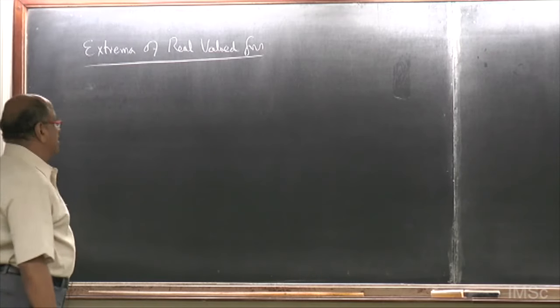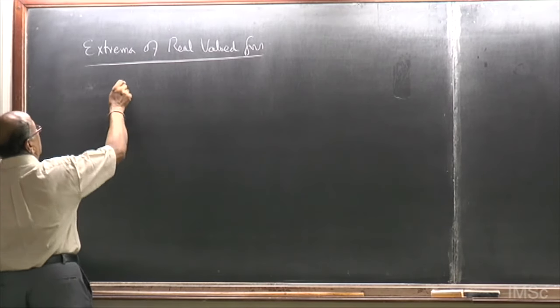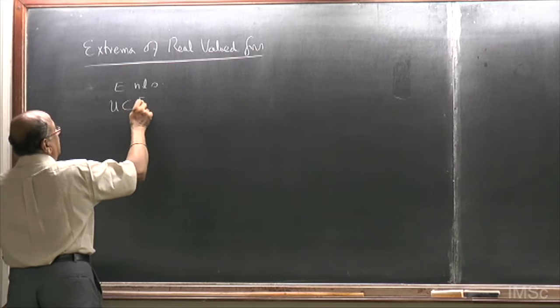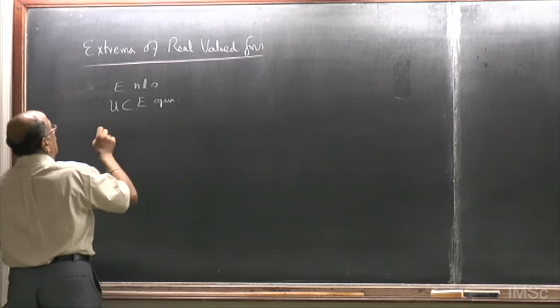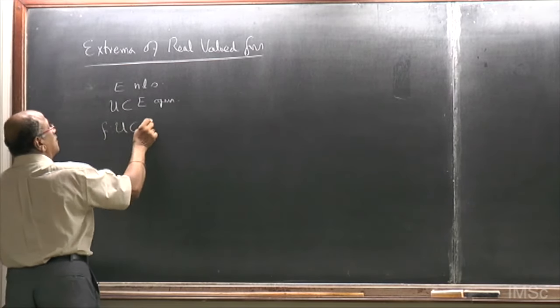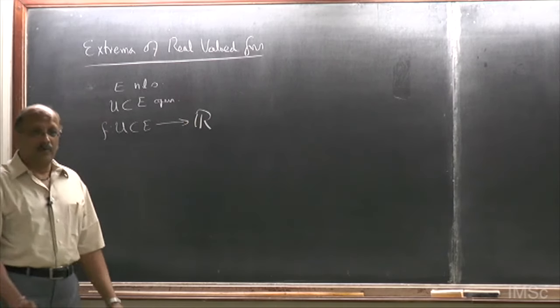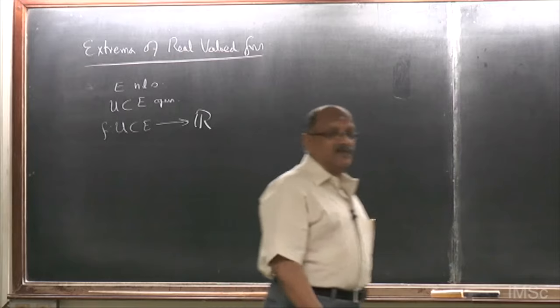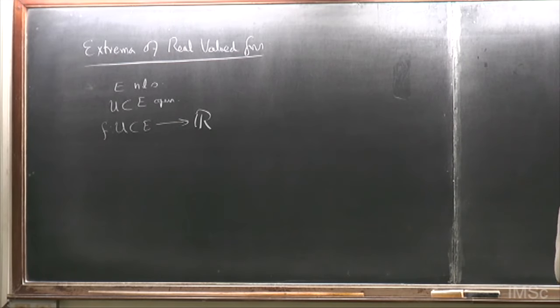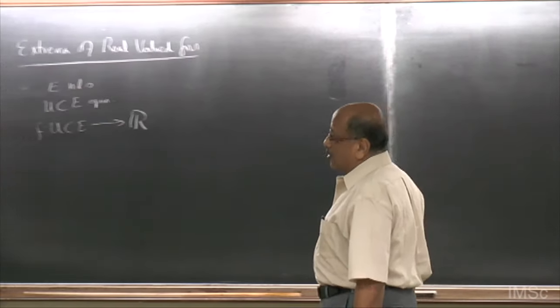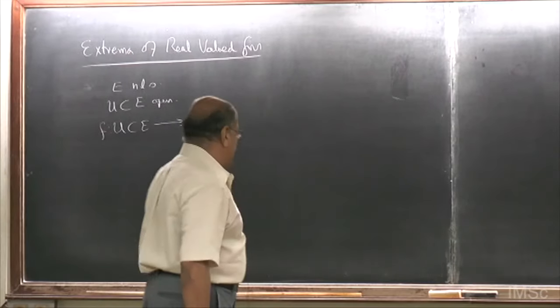extrema of real valued functions. So, E is a normed linear space, U contained in E open, and now I look at f from U in E going into R. So, these functions are all real valued. Then we can talk of maximum value, minimum value and all that, because once you are in R, you have an order relation and therefore, you can compare.